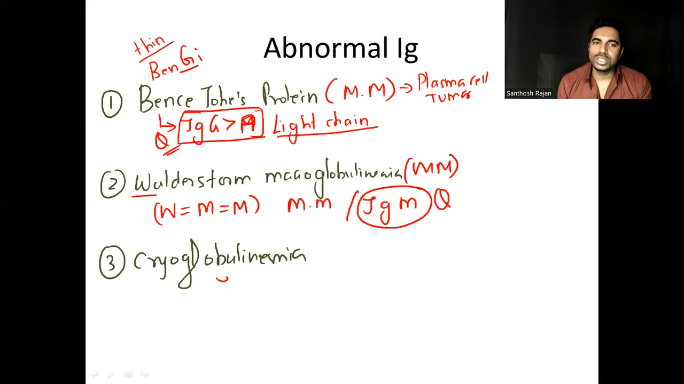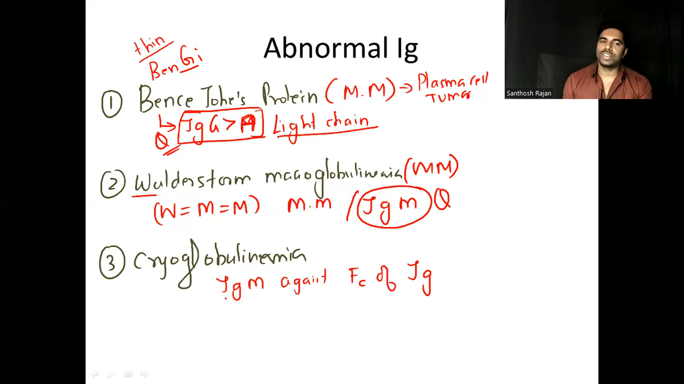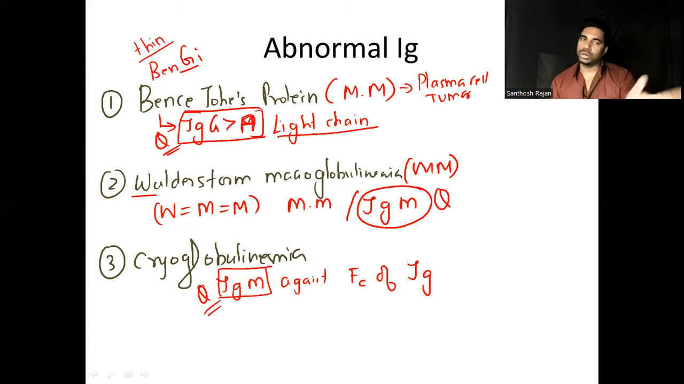Cryoglobulin, as I already told you, this is basically IgM against the Fc portion of immunoglobulin. Again, it's the same thing that happened in rheumatoid factor. Same like that. This is also IgM. So that causes cryoglobulinuria. Cryoglobulinemia, cryoglobulinuria. Okay. So remember, these are the things they can ask.